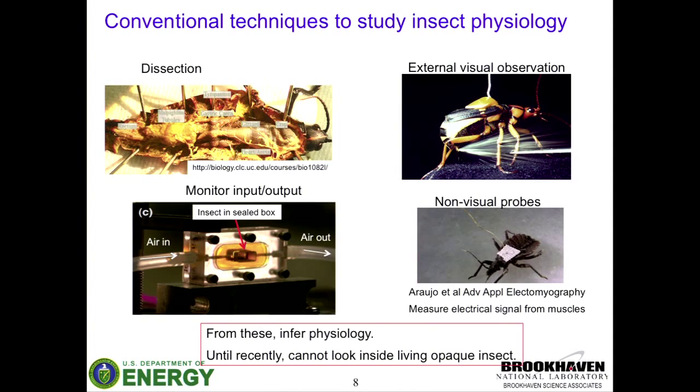And so these are some of the ways that people can use to study insect physiology. And from these, you infer the physiology. You infer how things actually work. Because until recently, you could not really see how the inside is. Unlike us, you can go and see your lungs moving. You can see your heart in the hospital. There's no such equivalent technology.